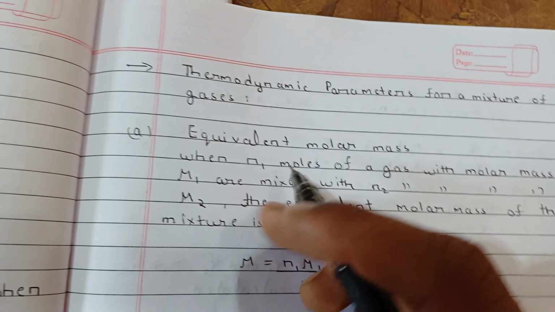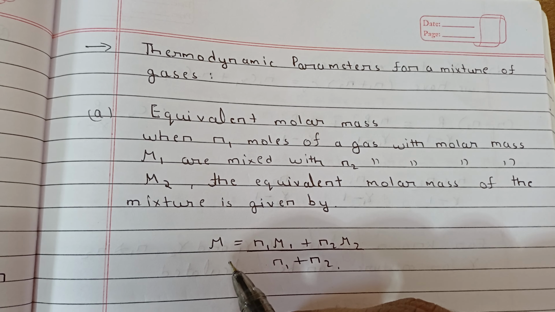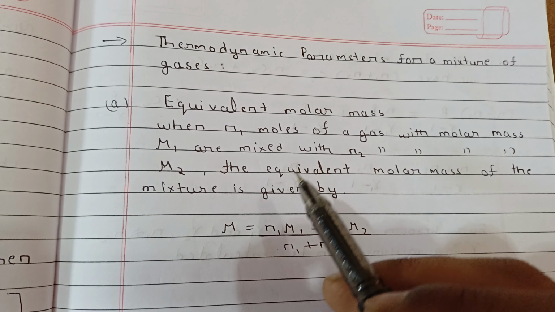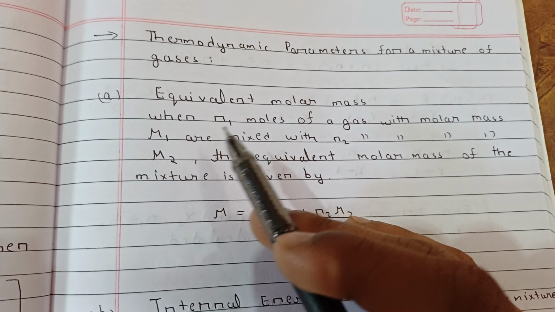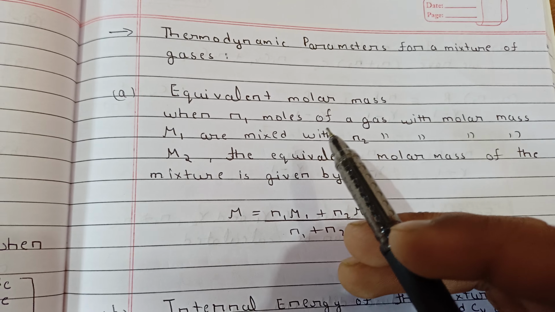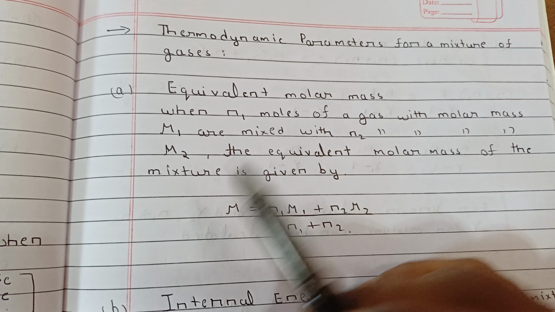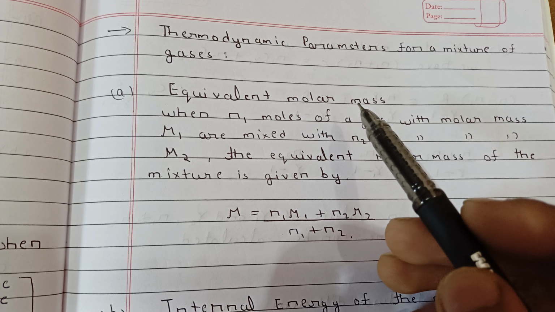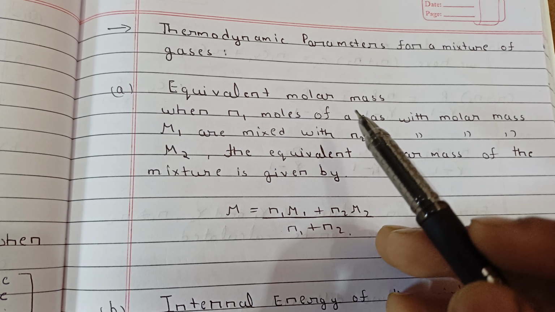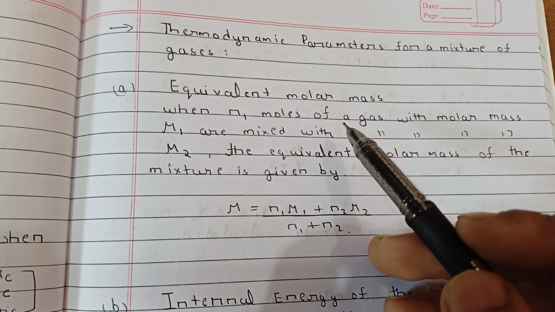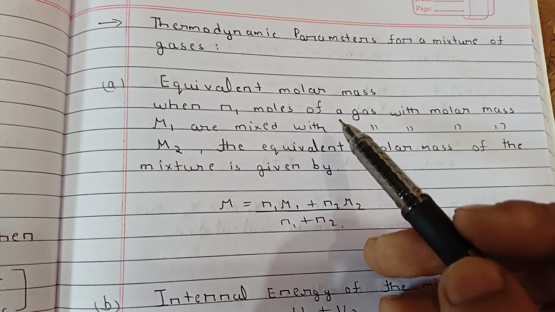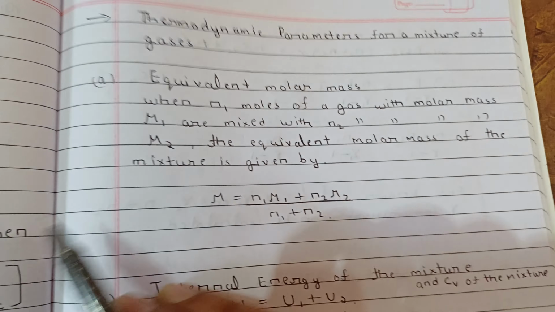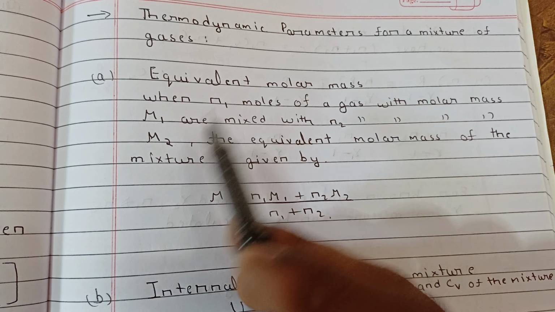Now, thermodynamic parameters for a mixture of gases. We need to find the parameters for a mixture of gases. So what parameters can they be? The equivalent molar mass. You studied what molar mass is: if you consider the mass in gram, then that is for 1 mole of that gas. If it is given that molar mass is 40, then 1 mole of that gas will weigh 40 gram. So if there is a mixture of gases, then you need to find the equivalent molar mass.